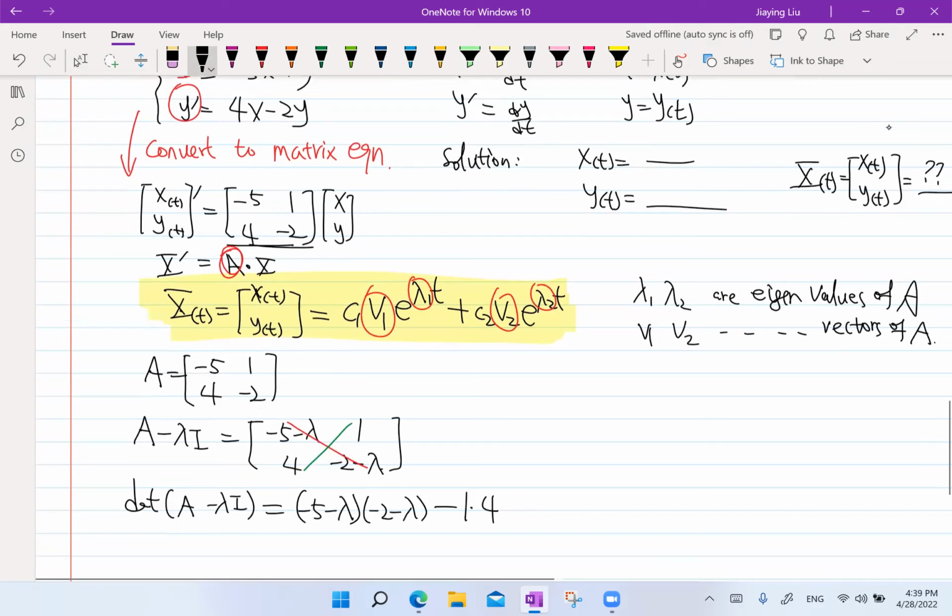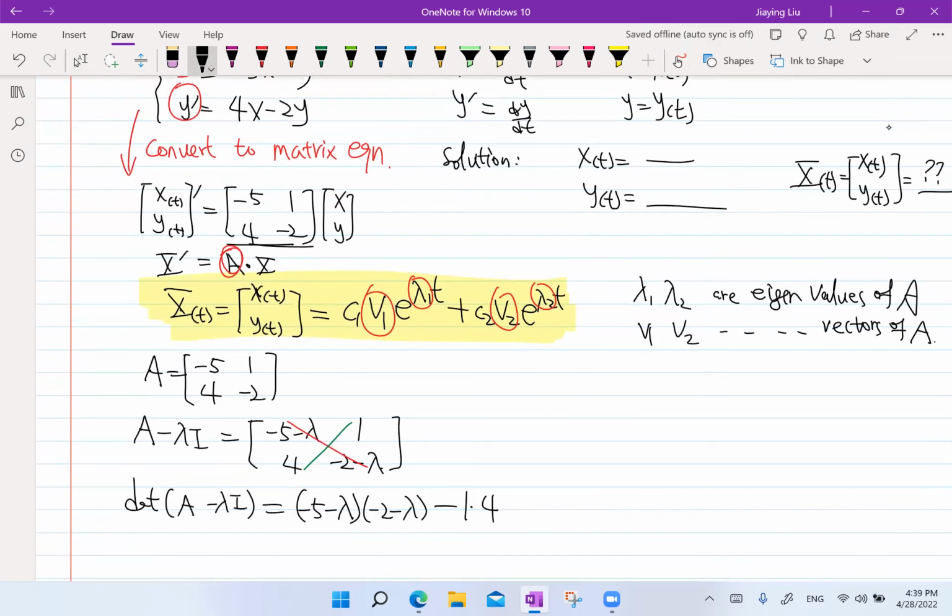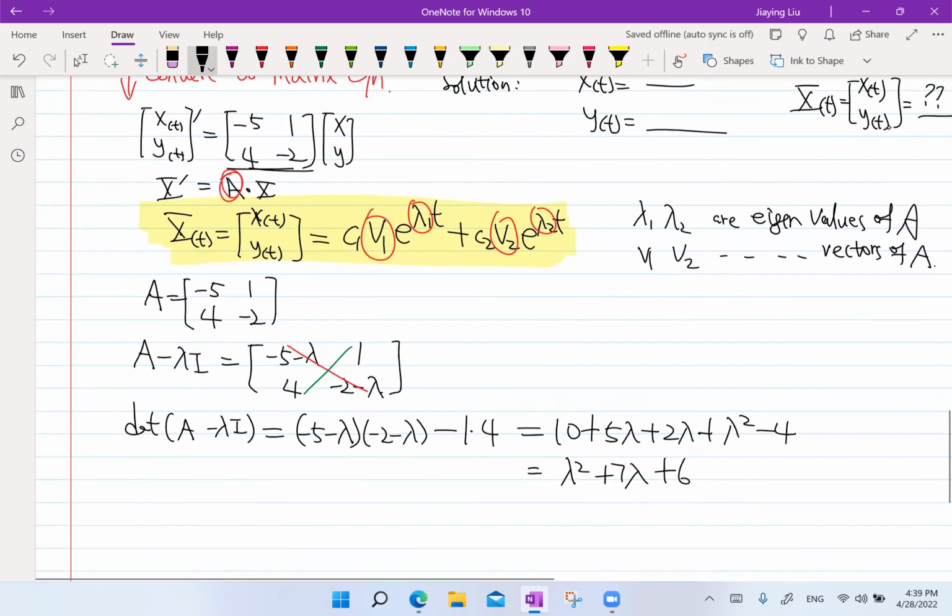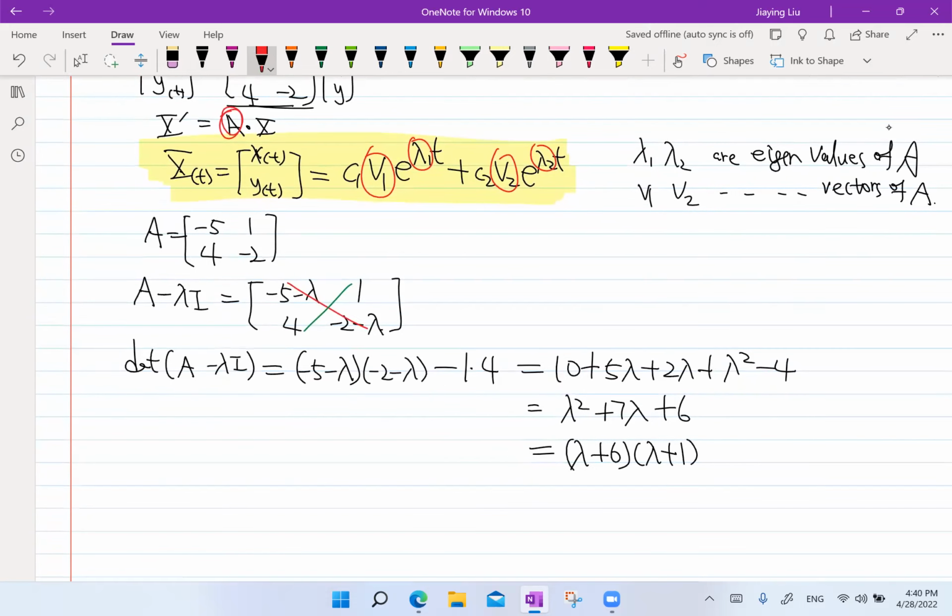There's not much we can factor, so I'm going to expand it fully. When I expand this, I get 10 plus 5 lambda plus 2 lambda plus lambda squared minus 4. So we get lambda squared plus 7 lambda plus 6. We can factor this. That's going to be (lambda plus 6)(lambda plus 1). And then we set it equal to 0 at the very end to find eigenvalues. So we get lambda 1 equals -6, lambda 2 equals -1. It doesn't matter which one is the first and which one is the second. Right, so those are the eigenvalues.